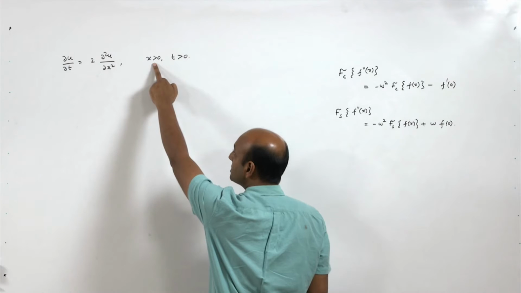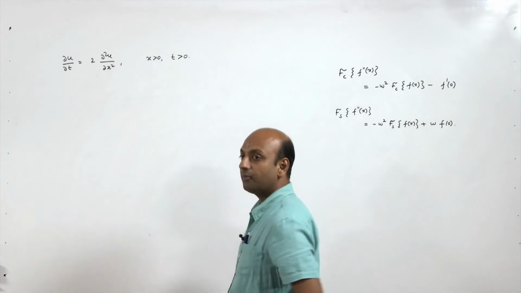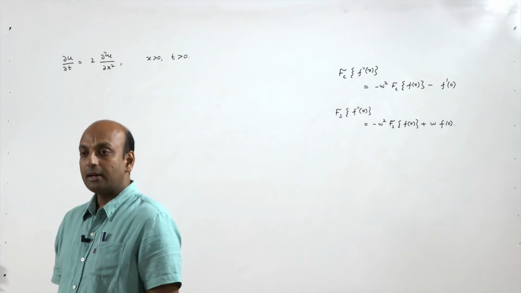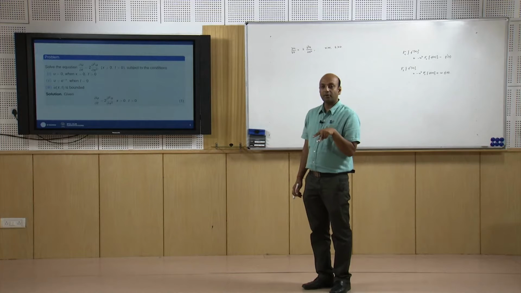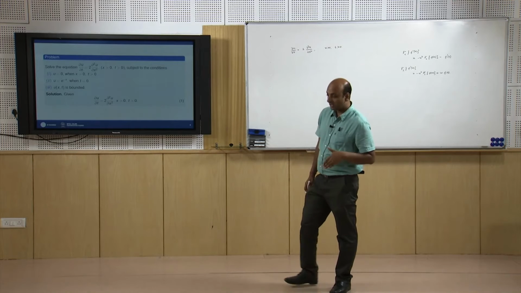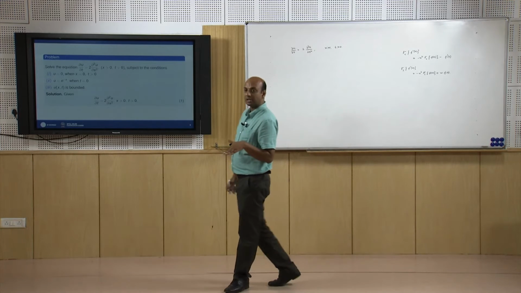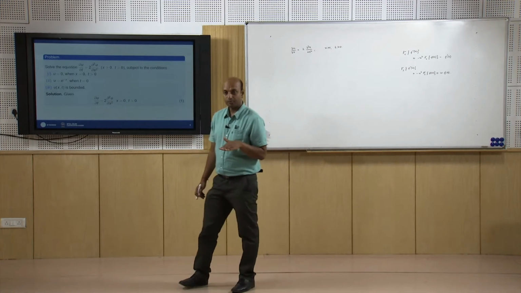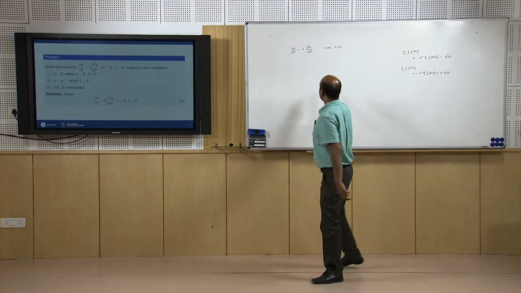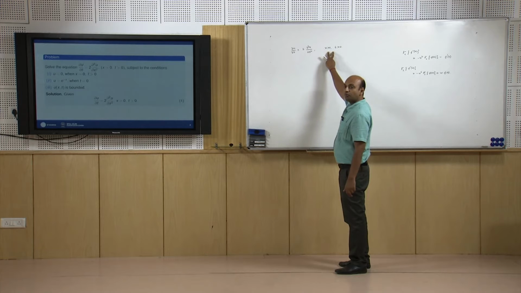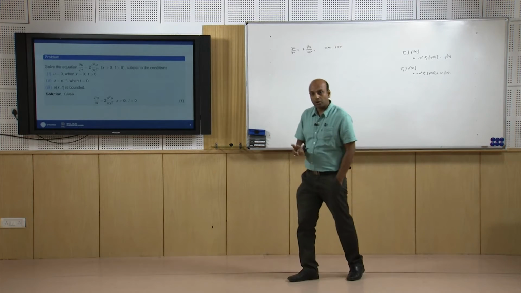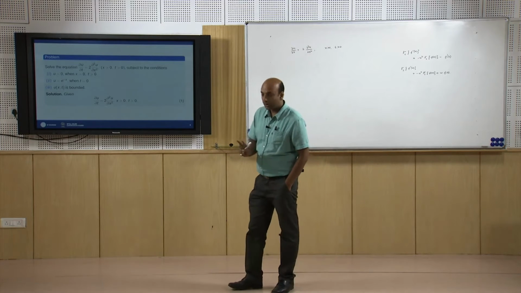So, that means we have to apply either the Fourier cosine or Fourier sine transform, because x is not varying from minus infinity to plus infinity. If any one of the variables is varying from minus infinity to plus infinity, then we have to apply the Fourier transform. But this x is varying only in half range from 0 to infinity, so we have to apply either Fourier cosine or Fourier sine.